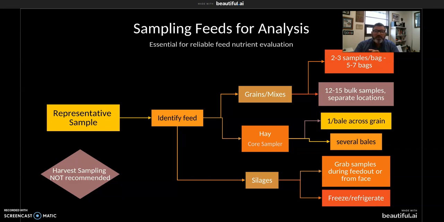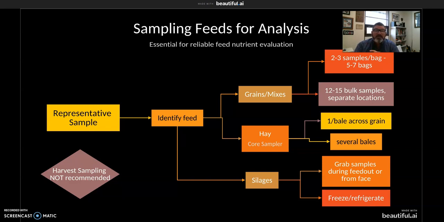want the sample reported. So once we identify it, then let's talk about grains and mixed feeds, prepared feeds that come out of the feed mill first of all. For quality control reasons, feed mills test regularly on their own. So a nutritionist isn't often going to be called upon to go out and test a grain or mixed feed or a bagged feed. If you did, though, you would want to take 2 to 3 samples per bag from about 5 to 7 bags.